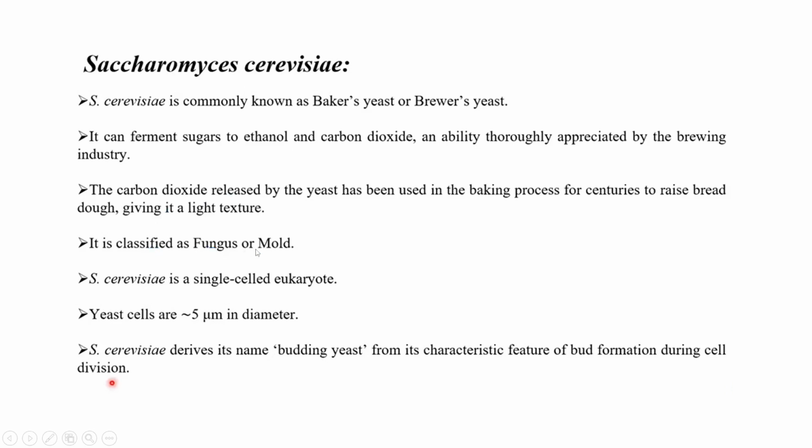It is classified as a fungus or mold. This Saccharomyces cerevisiae is called a fungus or mold for classification. It is a single cell eukaryote. It is a eukaryotic system, and it has all the features which eukaryotes contain, such as nuclear membrane, mitochondria, chromatin, and all. Yeast are around 5 micrometer in diameter, and it derives its name from the budding yeast, a characteristic feature of bud formation during the cell division.